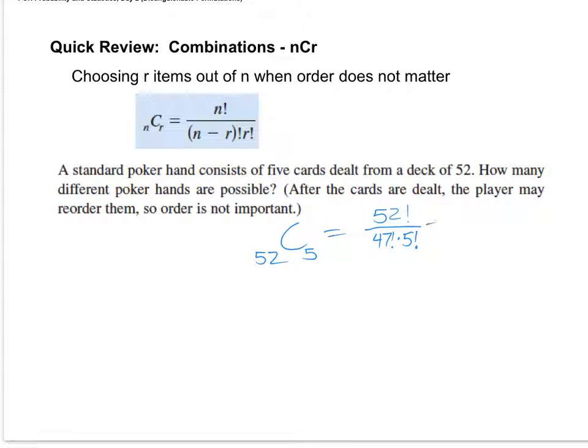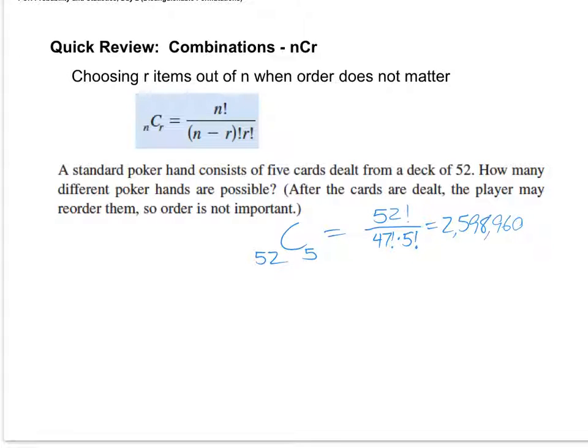What did you get? Jake? 2,598,900. What were the last three digits? 960. 960, yeah. So 2,598,960 different combinations of cards.